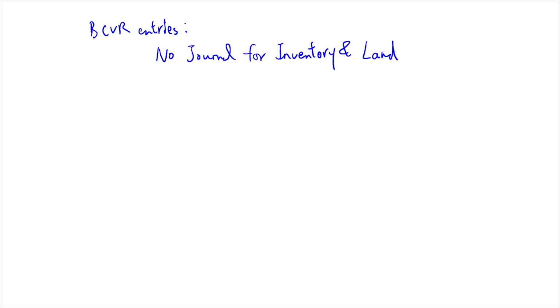Okay, let's write it down. BCVR entries. First of all, there will be no entry for inventory and land. Okay, no entry for inventory and land because we sold the inventory, and we also revalued the land. But we are going to have an entry for patents. For patents, they didn't recognize it. We need to recognize that for $25,000.